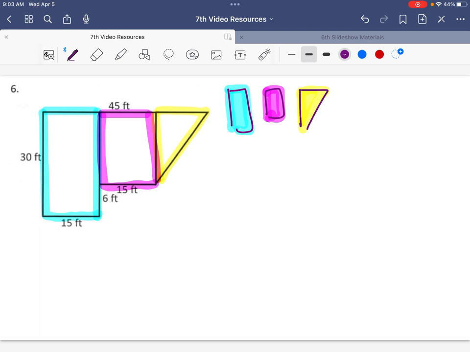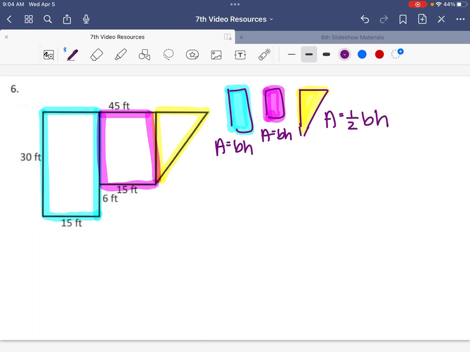In order to find the area of those pieces, I need to know what formulas I need. So I'm going to pull out my trusty handy-dandy formula chart, and I know that the area of a rectangle is base times height. So my pink one is still base times height. But my triangle is a new shape, so it will have a new formula. And when I look at my formula chart, I see that the area of a triangle is 1/2 the length of the base times the height.